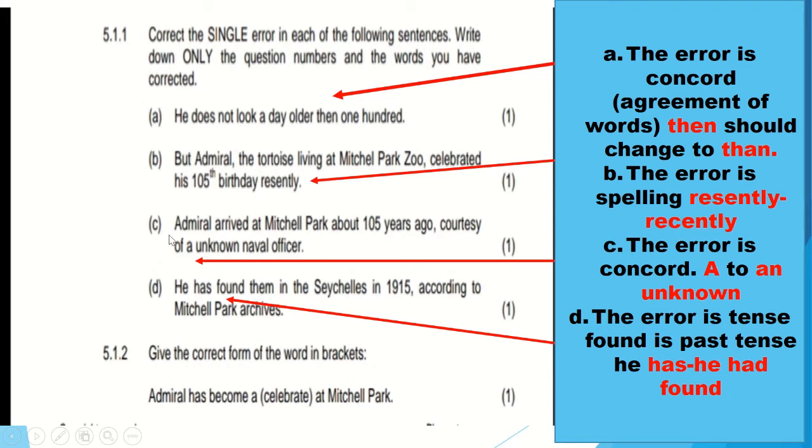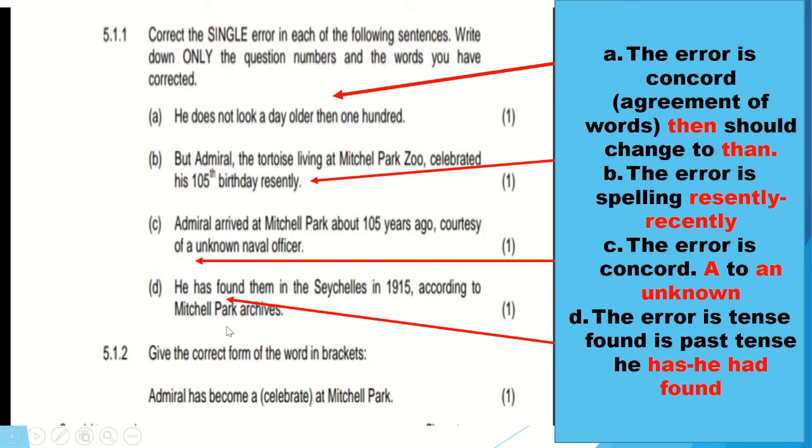And then number C, Admiral arrived at Michelle Park about 105 years ago, courtesy of a unknown naval officer. Again, just like number one, when I pronounce it, I can hear that something doesn't come out right. So therefore, the error there is concord again, where you're supposed to say courtesy of an unknown naval officer, not a unknown naval officer. So the problem in C is concord.